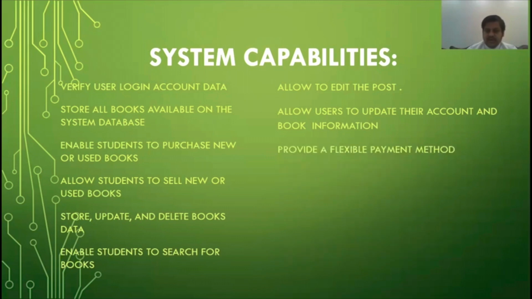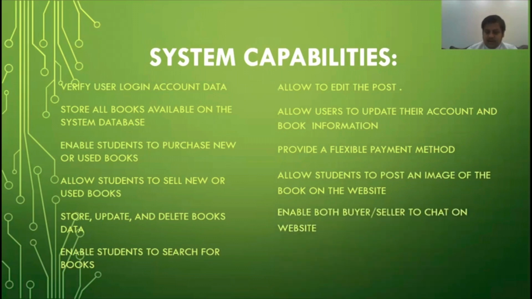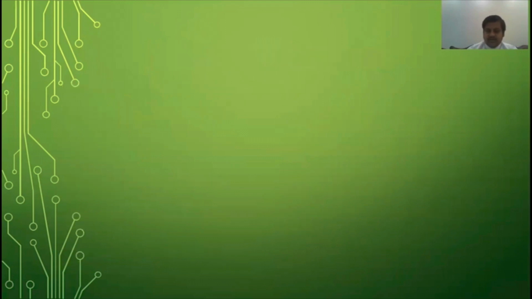The next one is to provide a flexible payment method, which is a very easy way to pay. The next one is to allow students to post an image of the book on the website, which will give you feedback about the condition of that book. And the last one is to enable both buyer and seller to chat on the website, which will give an easy contact between the buyer and the seller.